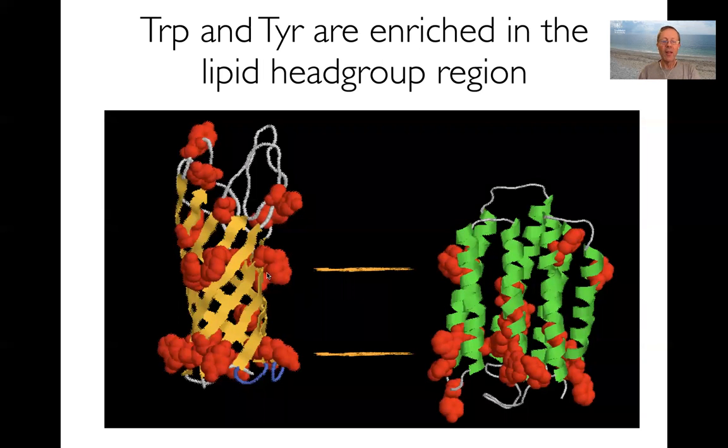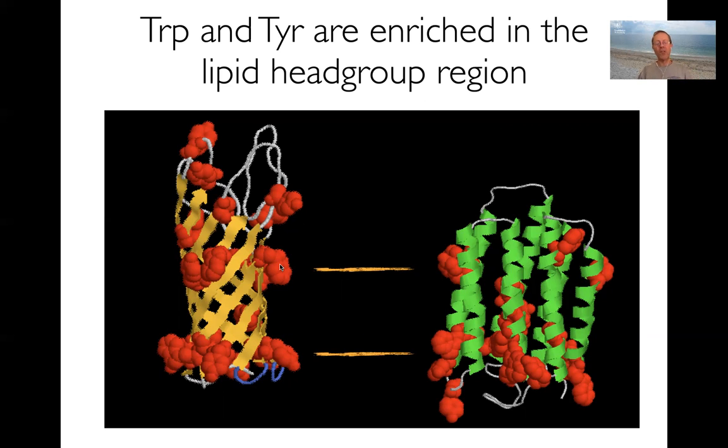If we look more in detail, we find that there are specific amino acids, namely tryptophans and tyrosines, that are enriched in the regions of both the beta-barrel proteins and the helical proteins in the part of these proteins that sit in the lipid head group region. So this is at the transition point between the aqueous phase and the hydrophobic core of the membrane. And apparently both tryptophan and tyrosine have a special affinity for this transition region.